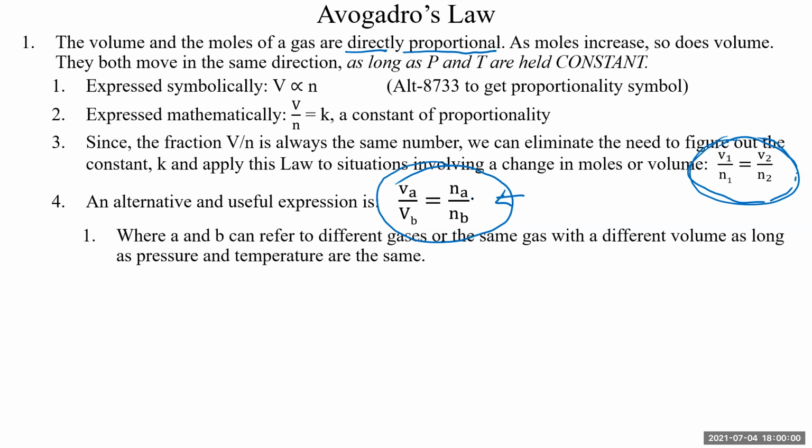So when I write it this way, A and B can either refer to the same gas, but with a different volume and different number of moles, or it can refer to two different gases. A can be one gas, B can be another gas involved in a chemical reaction or in a part of a chemical equation. And that's actually the way we're going to use this more frequently.